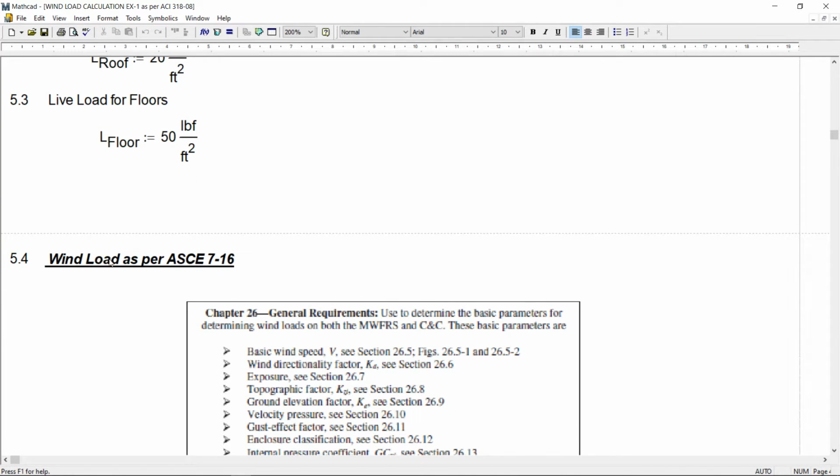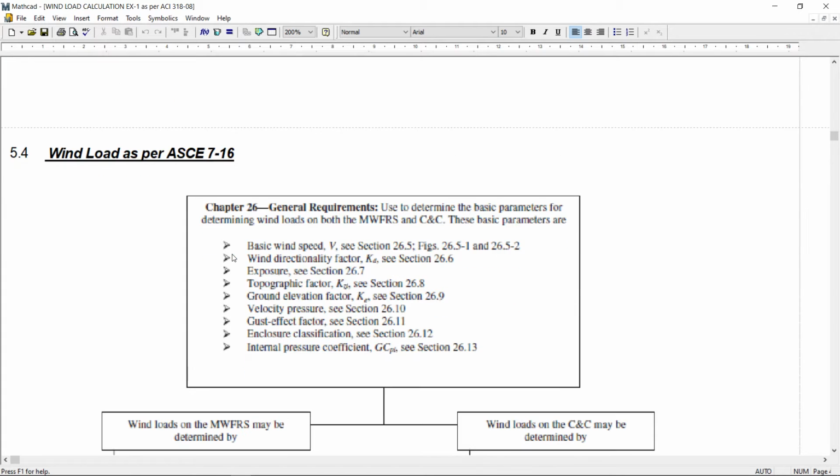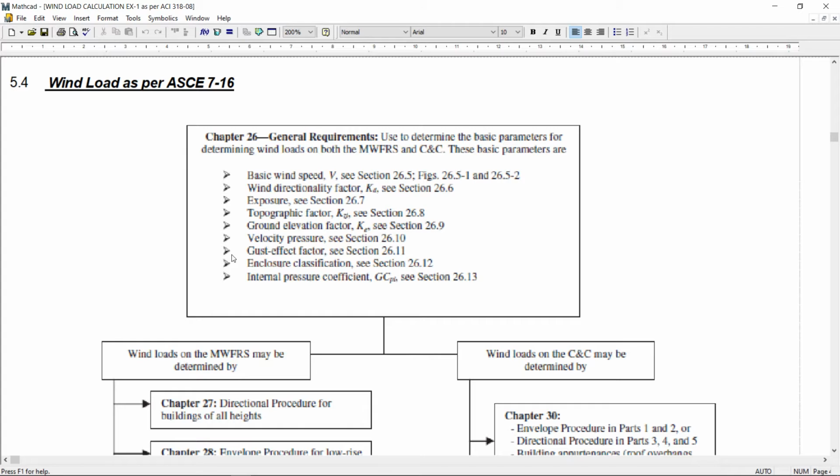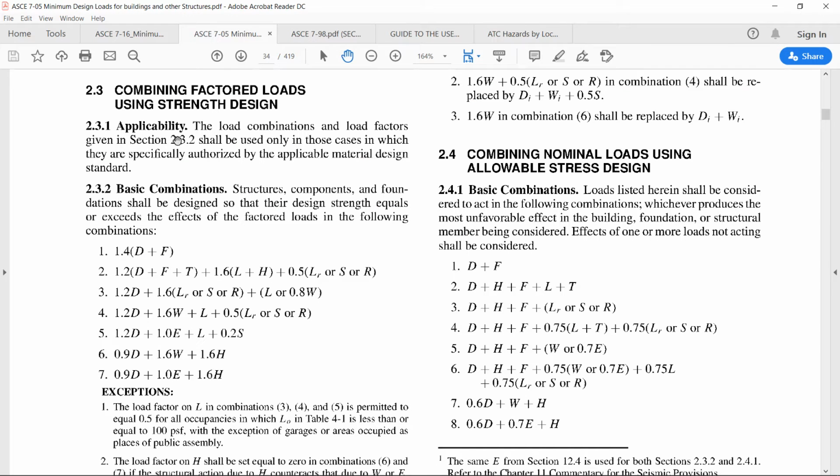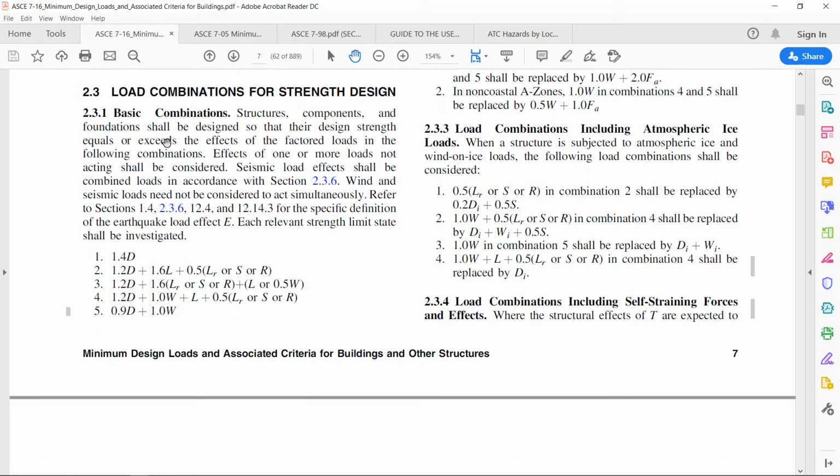Then I started calculating the wind load. Now wind load is calculated as per ASCE 7-16. In ASCE 7-16, they have rearranged the whole code. Before, the wind load was defined in chapter 6. Now the wind load is defined in chapters 26, 27, 28 and 30, etc. So they have segregated the provisions in various chapters, and it started with chapter 26. So let us start with chapter 26 and see what the provisions are over there.